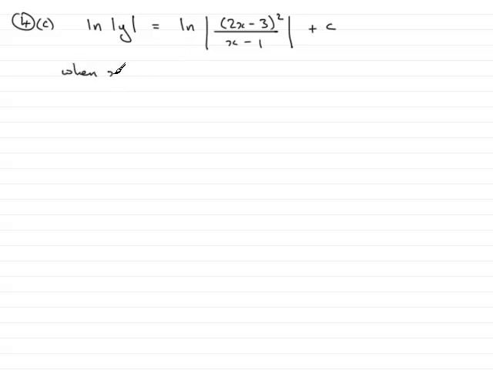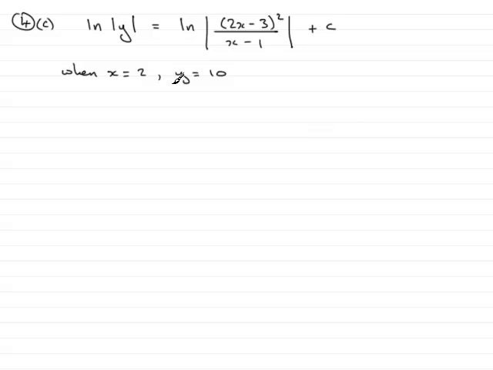Now in question 4 part C then, we had that from our previous solution the natural log of y equaled the natural log of the mod of (2x − 3)² over (x − 1), plus the constant c. And what we've got to do is find the particular solution when x is 2, given y equals 10. This is going to enable us to work out what the constant c is.